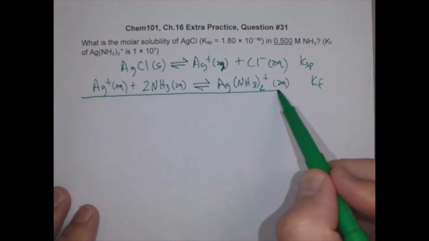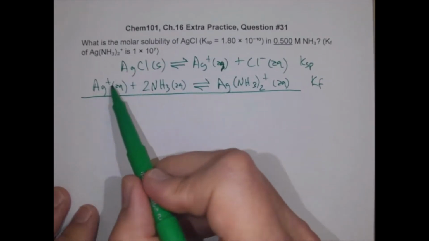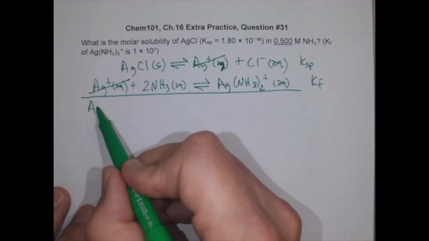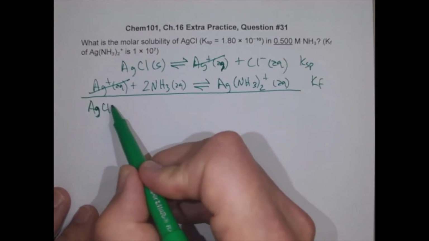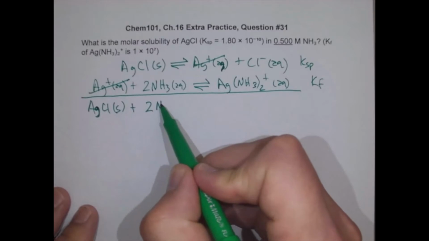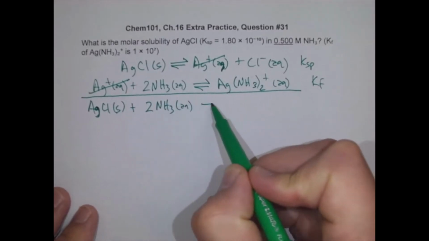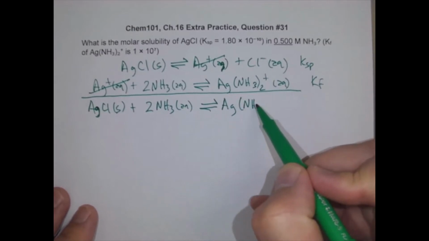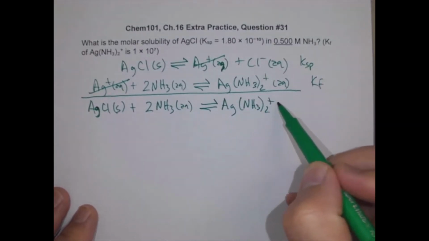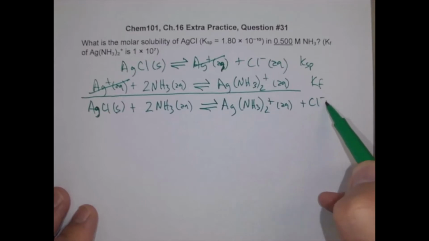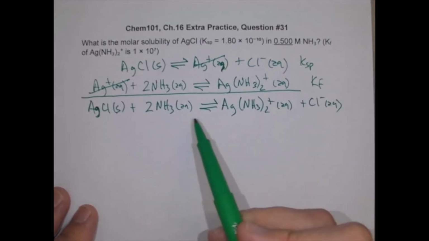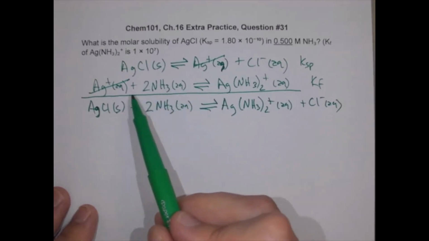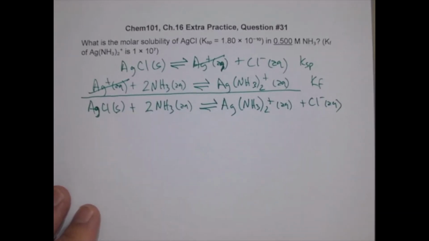Let's add both of those reactions together, and what you'll see is that we have a silver ion on each side, so they cancel out. When I sum these two reactions, I get silver chloride, AgCl, solid, plus 2 ammonia, aqueous, react in a reversible way to form silver ammonia complex ion, aqueous, plus the chloride ion, aqueous. So we effectively get the silver chloride dissolved by having it undergo the reaction with the ammonia.